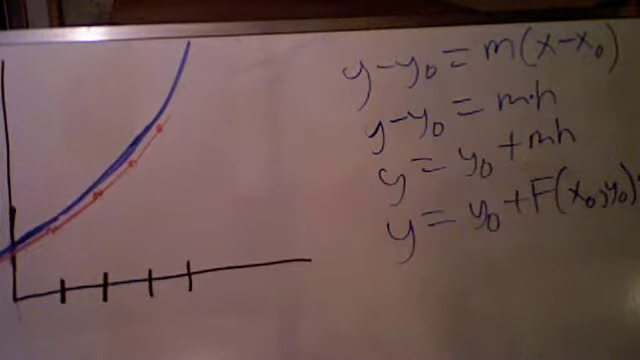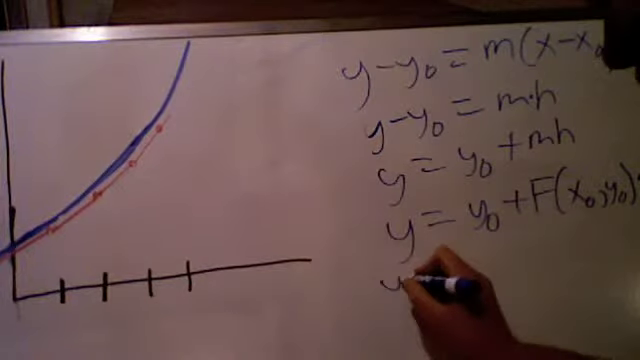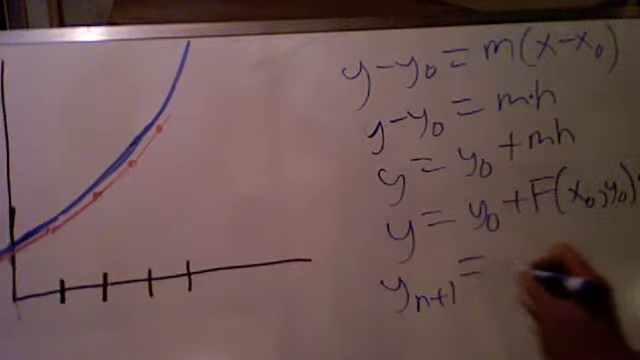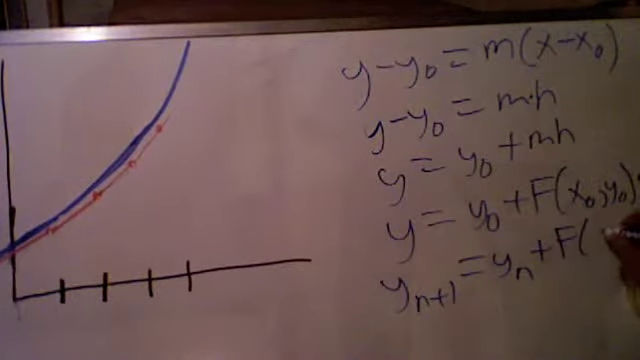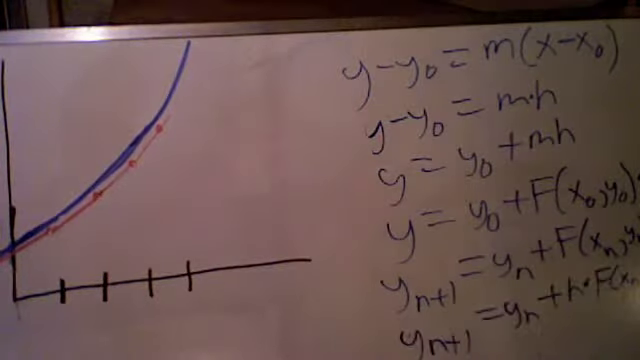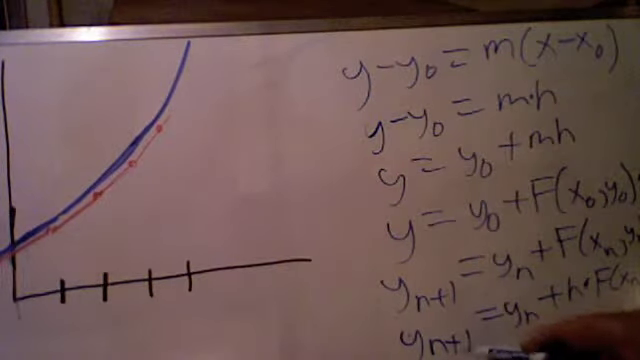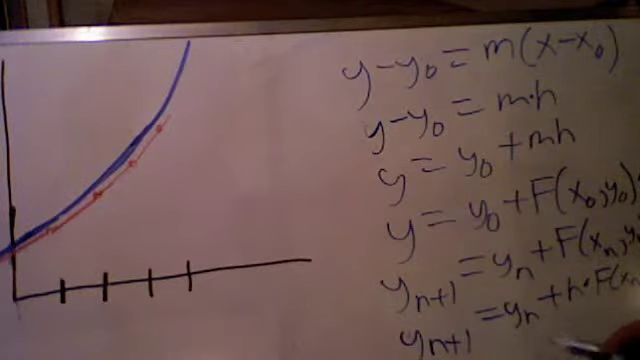times h. So to generalize it for multiple steps, we can write it like this: y sub n plus 1 equals y sub n plus f(x sub n, y sub n) times h. So what this tells us is that the next y value is going to equal the former y value plus the step size times the differential equation at that point, or the slope of the tangent line, whichever way you prefer to think of it.